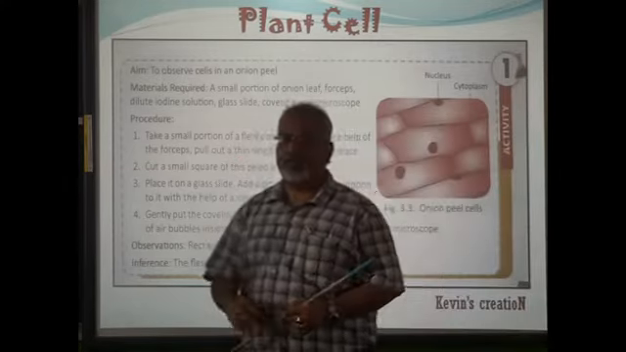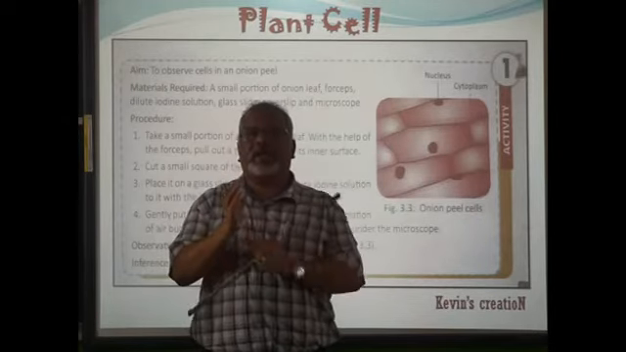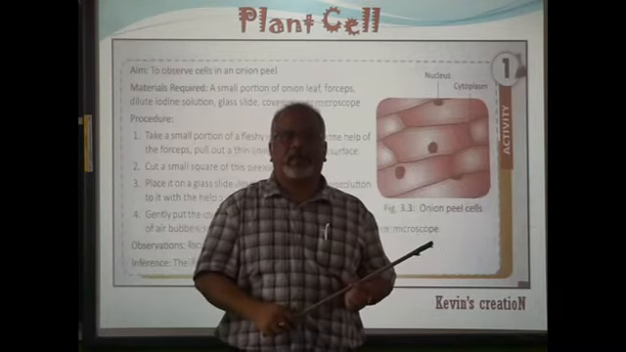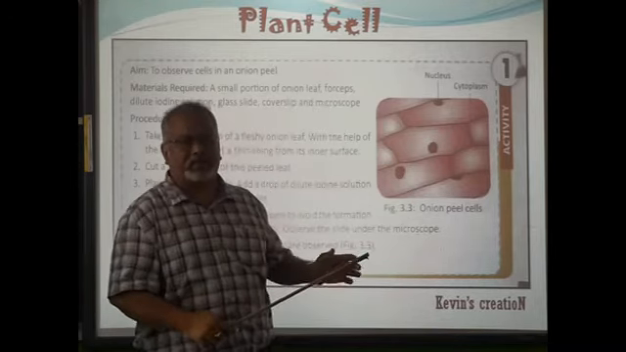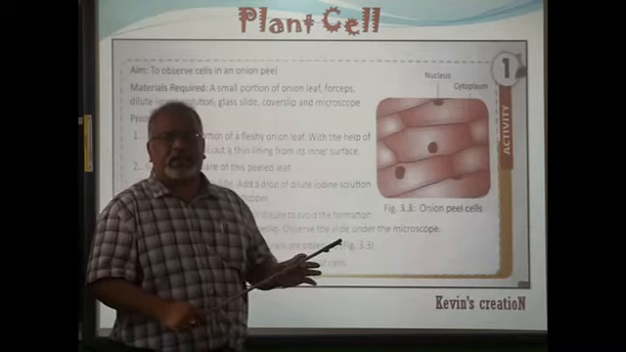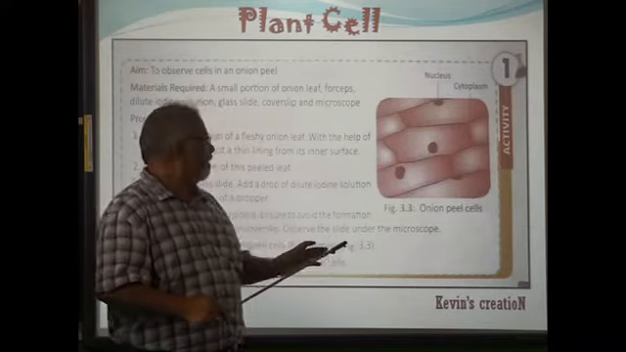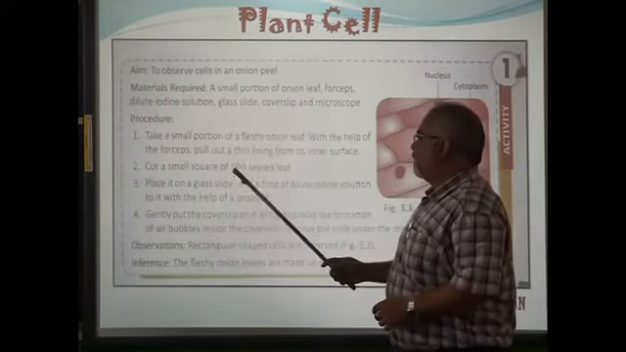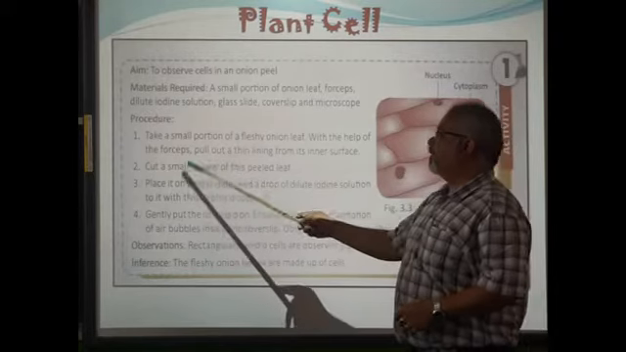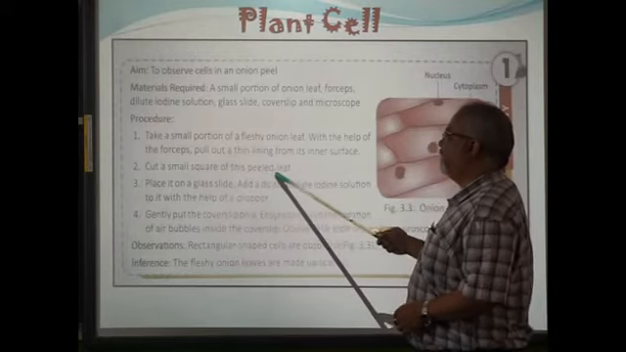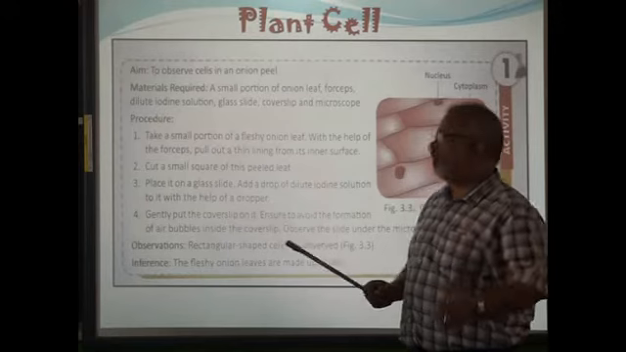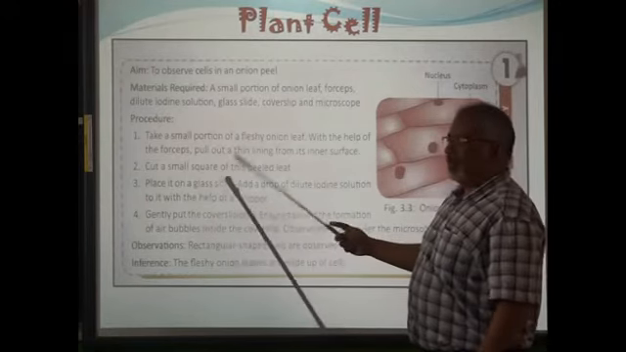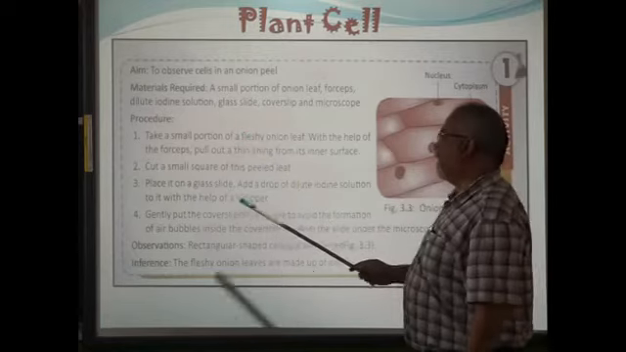That's what I was telling you. From the inner side of the onion leaf, you have to take a very small portion of the onion peel. White in color. You can go to the kitchen and check today. And that you have to observe under the microscope. So once you take it with the forceps, cut a small square of this peel. That means you have to take a very small portion of it. Keep it on the glass slide. There is a small glass, that is called a glass slide.